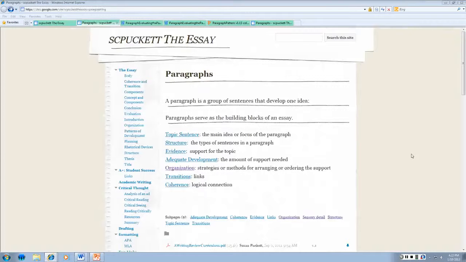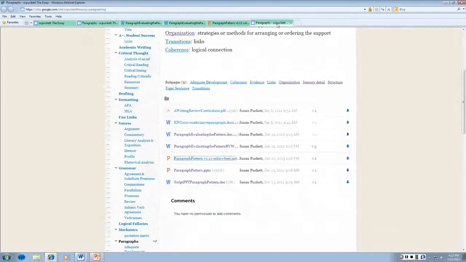If we go back to the paragraph page and we scroll down to the bottom, you'll see that you can find the evaluating paragraph handout, the first one I showed you, that's not marked here, and then you can find the review underneath it. The PowerPoint that I used is also here, and even though I've made a couple of modifications, the basic script for it is available so that you can see that as well.